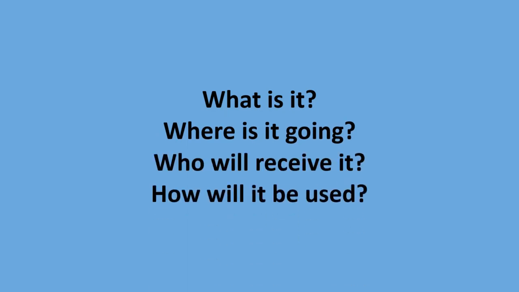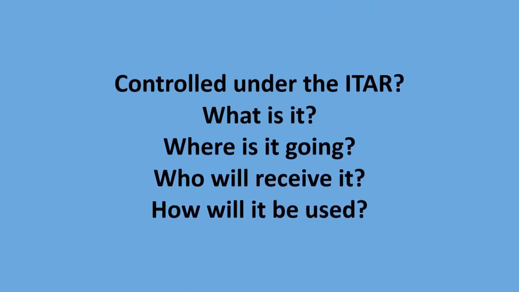And what if, after all this, you find that your item isn't on the Commerce Control List? Then it's not controlled, it doesn't have an ECCN, and it's designated EAR 99. Does this mean that you don't need an export license? Remember, we've only addressed the question of what it is. There are remaining questions to answer in the license determination process. I'll try to address these in future videos.